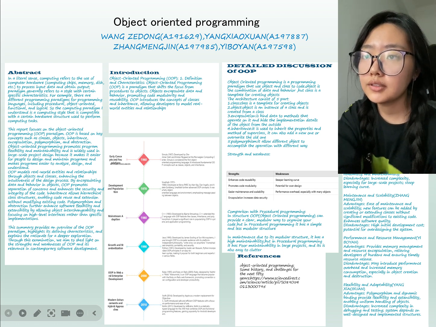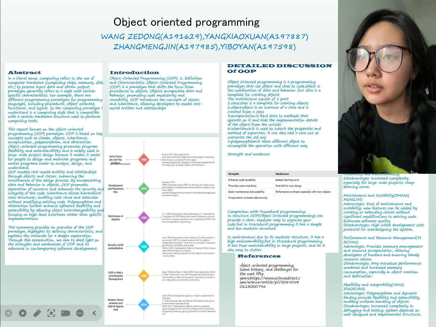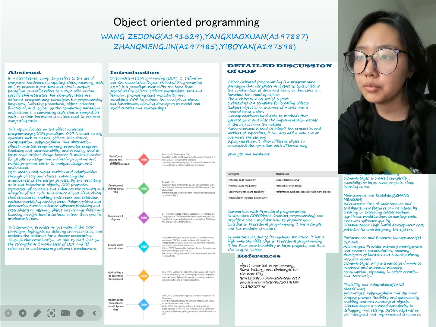By encapsulating data and behavior in objects, OOP promotes separation of concepts and enhances the security and integrity of the code. Inheritance allows hierarchical class structures, enabling code reuse and extension without modifying existing code. Polymorphism and abstraction further enhance software flexibility and extensibility by allowing object interchangeability and focusing on high-level interfaces rather than specific implementations.